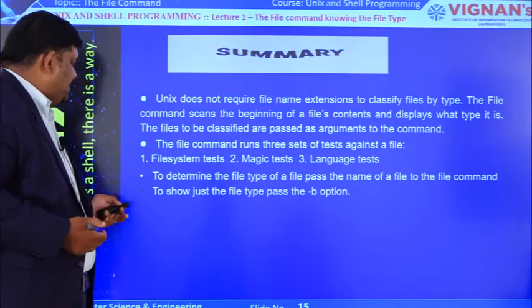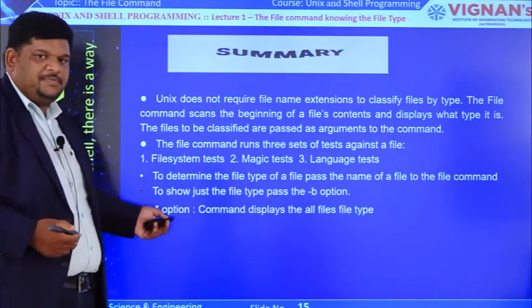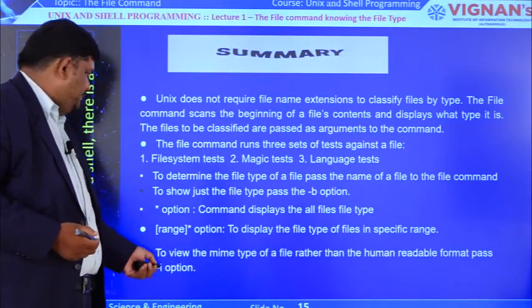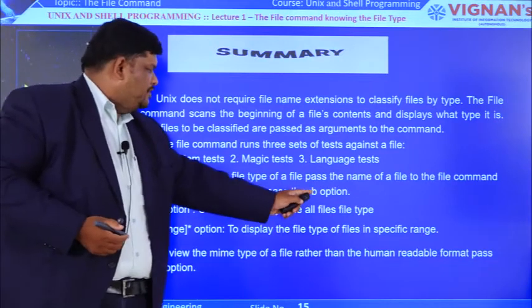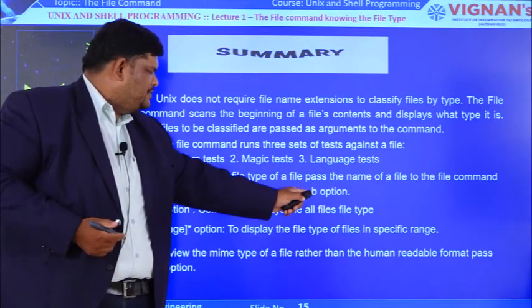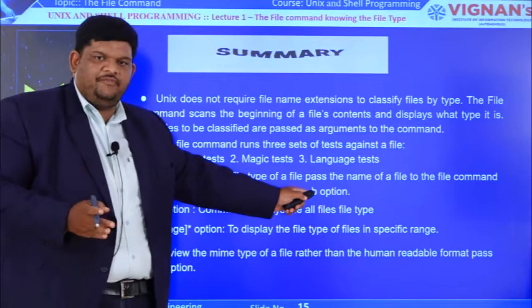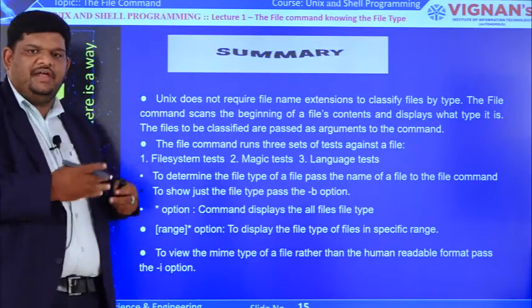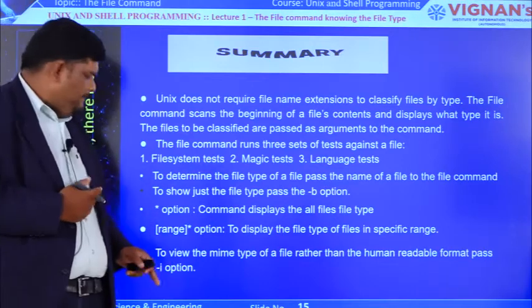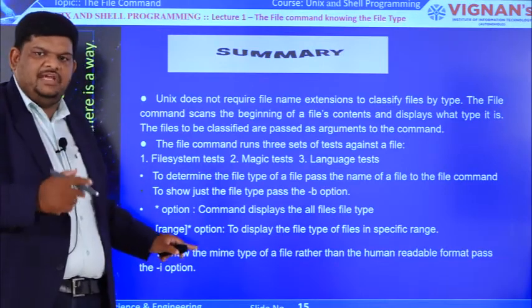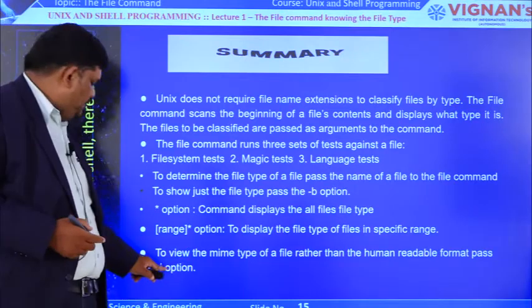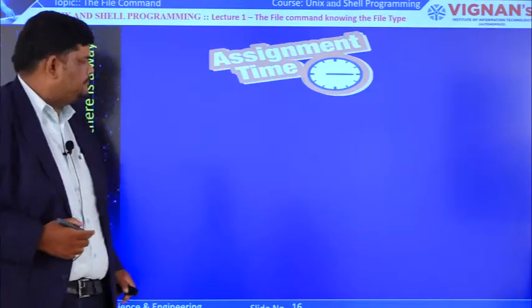We also saw some options: the star option, the range option and option I. If we give the option B without file name, straight away it gives ASCII text or MIME format. If we give the star option, it gives all file types which are present in the current directory. If you want only some range, then we have to give the range option. And if you want the MIME format, then we have to give the option I.